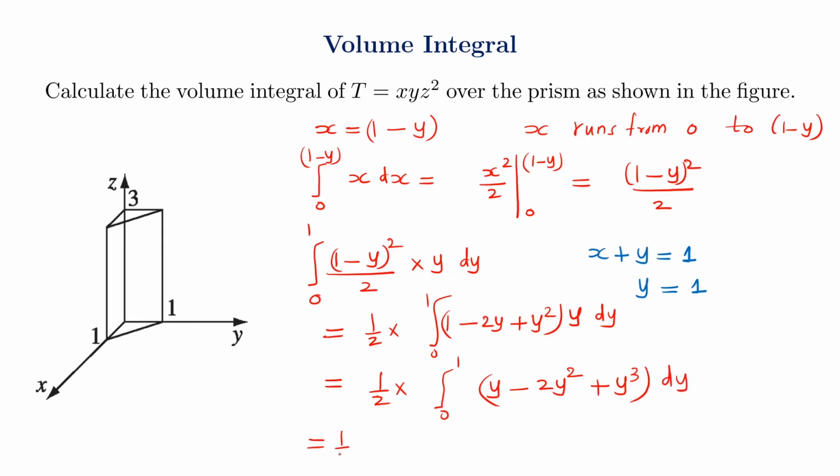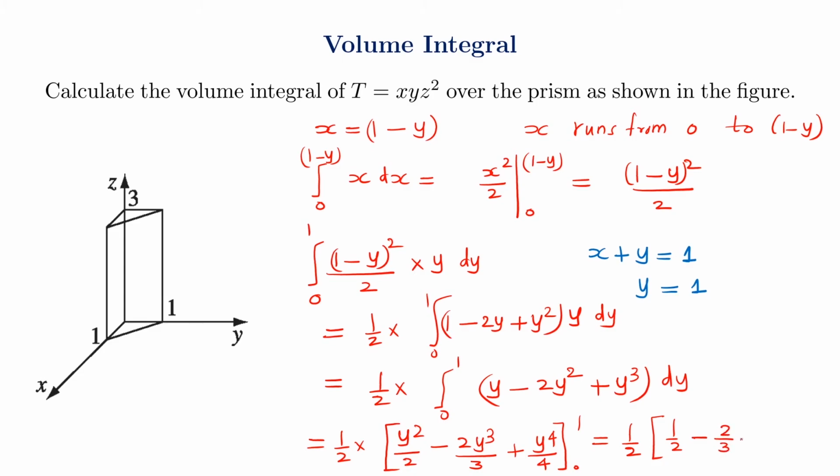This is equal to 1 by 2 times (y square divided by 2 minus 2y cube divided by 3 plus y raised to 4 divided by 4) from 0 to 1. This is equal to 1 by 2 times (1 by 2 minus 2 by 3 plus 1 by 4). This will be equal to 1 by 24.